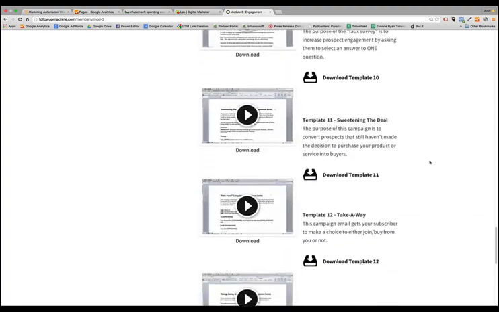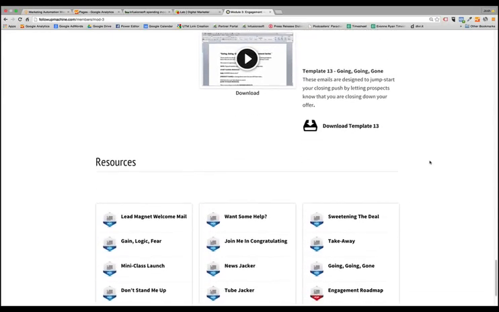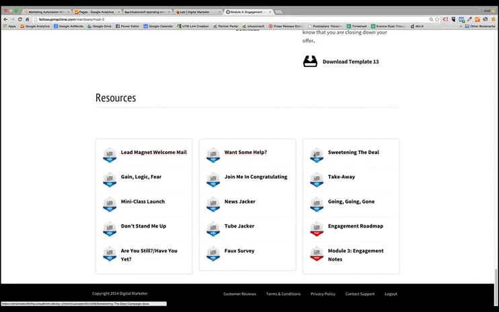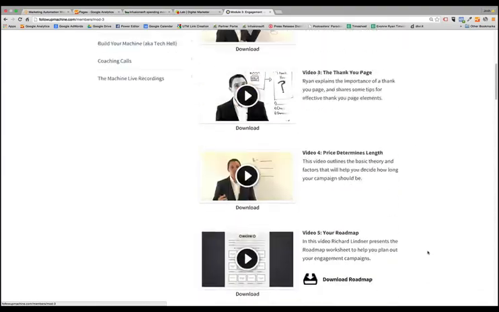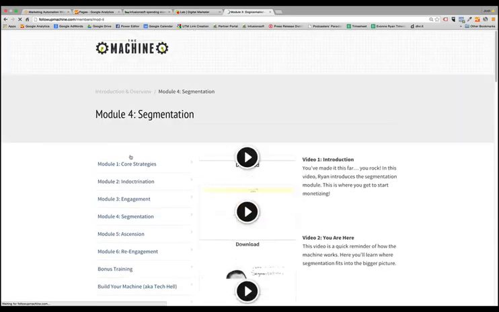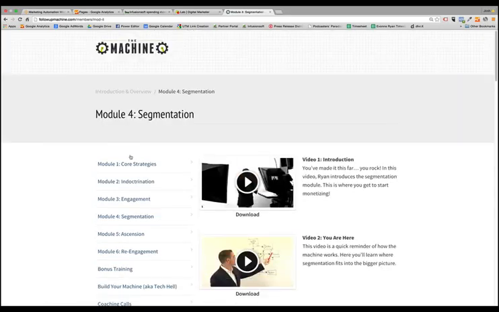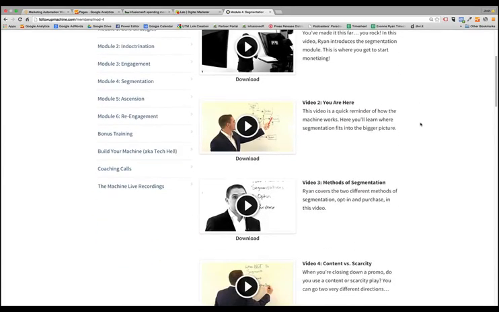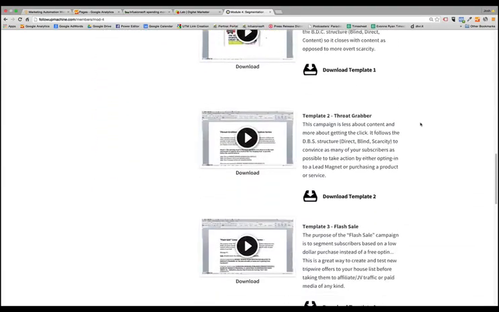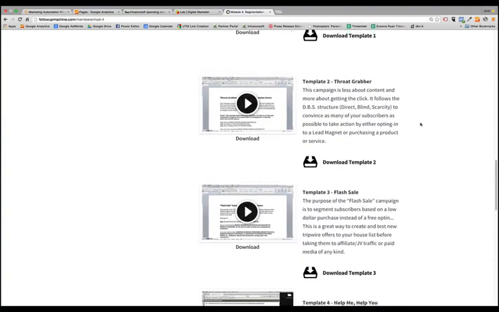Down here, you have all the different campaigns, and you get quite a bit with each section. It looks like 13 total campaigns, which is pretty awesome. There are also some PDFs you can use as you're mapping out the engagement campaign. Segmentation is very much along the lines of what I just showed you with engagement and indoctrination. Ryan coaches you again on the purpose of the segmentation campaign and how it works within the overall machine strategy. Great coaching, and again, several campaigns.